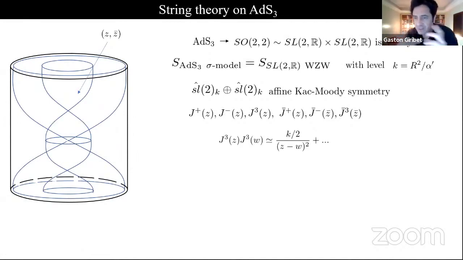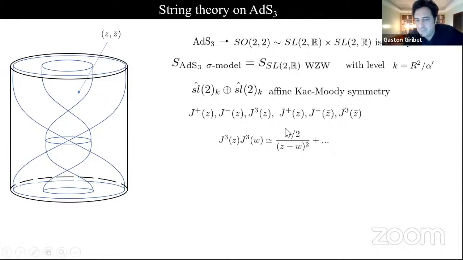In particular, the commutators of SL2, of the centrally extended SL2, because it's a Kac-Moody algebra, are actually encoded in the OPE of this current, in the operator product expansion of this current. So where ellipses stand for subleading terms. So this, for instance, reflects the fact that the commutator between the generators has a central extension.